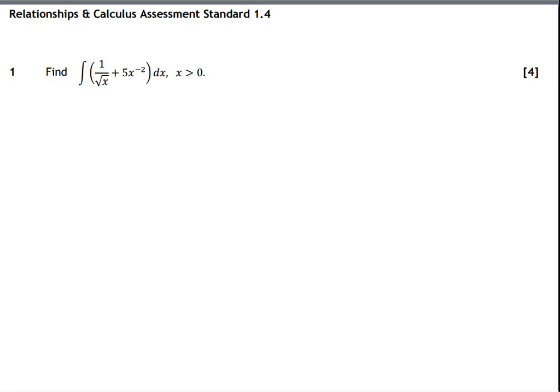Okay, in this video we go through worked solutions for relationships in Calculus Assessment Standard 1.4. The first question here is an integration question, and before you can attempt integration you need to prepare this function. That means removing any square root signs or radicals and writing everything in the form ax to the n.